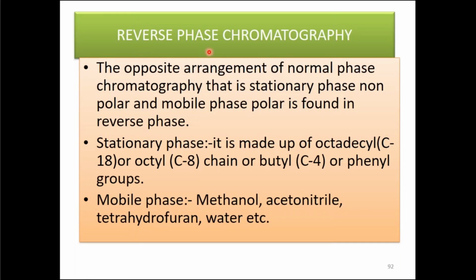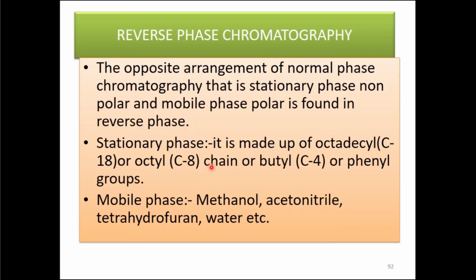We come to the reverse phase chromatography. The opposite arrangement of normal phase chromatography, that is stationary phase is nonpolar, mobile phase polar, is found in reverse phase. It's just the opposite. So you have a stationary phase that is more nonpolar than the mobile phase, or the mobile phase is more polar than the stationary phase.